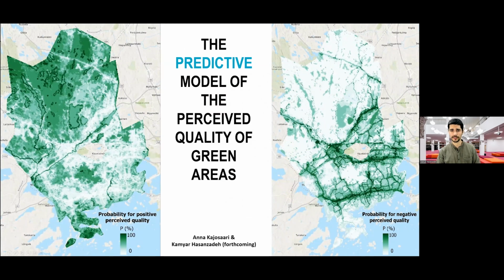We also have another study currently under review in which we study the quality of green areas as perceived by people, and we also create a predictive model. The data is not from Espoo, but using what we learned, we could use a probability-based model to create a prediction. As I said, prediction is the third phase of analysis, which is more difficult, and there is very little research working on this.